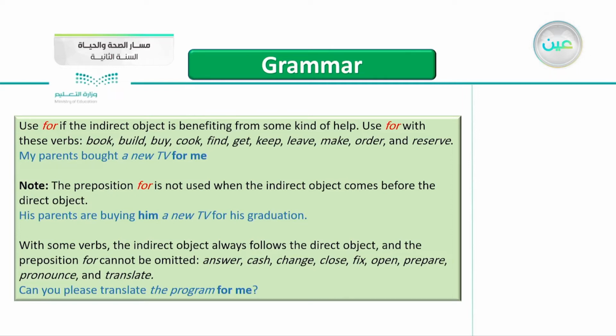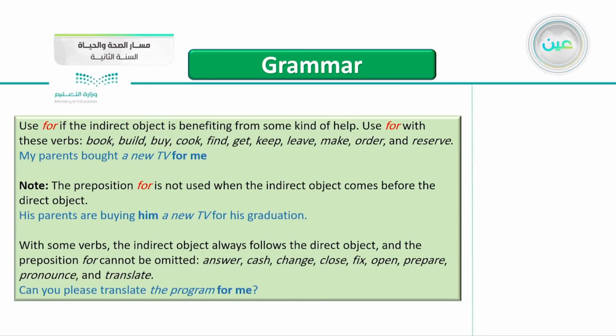Pay attention to the example here. My parents bought a new TV for me. Note the preposition "for" is not used when the indirect object comes before the direct object, like the preposition "to". If the indirect comes before the direct, we don't use the preposition, either "to" or "for". His parents are buying him a new TV for his graduation.